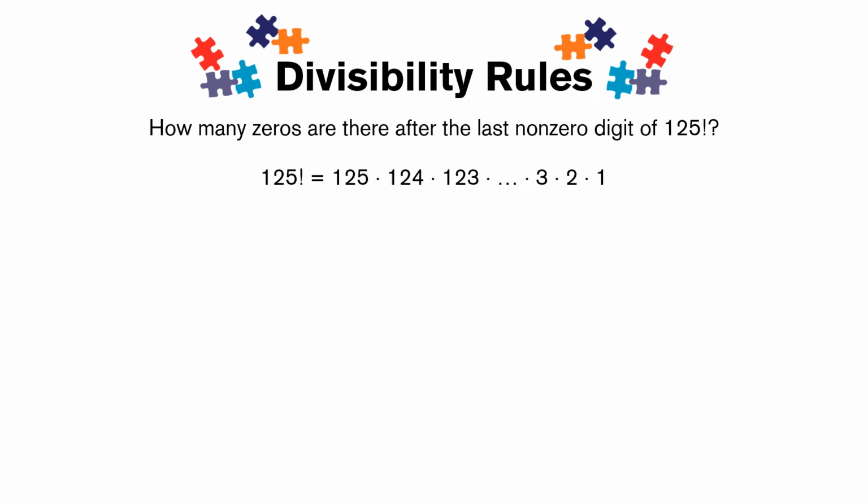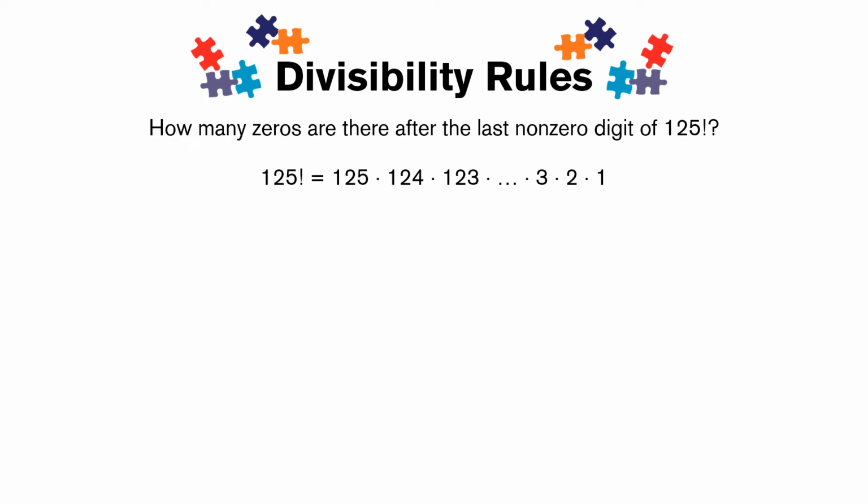In other words, what we're really looking for is how many factors of 10 are there in this product, because a number with 1 zero at the end is going to be divisible by 10. If it had 2 zeros at the end, you would know it's divisible by 100, or 10 times 10. If it had 3 zeros, you'd know it was divisible by 1,000, 10 times 10 times 10, and so on.